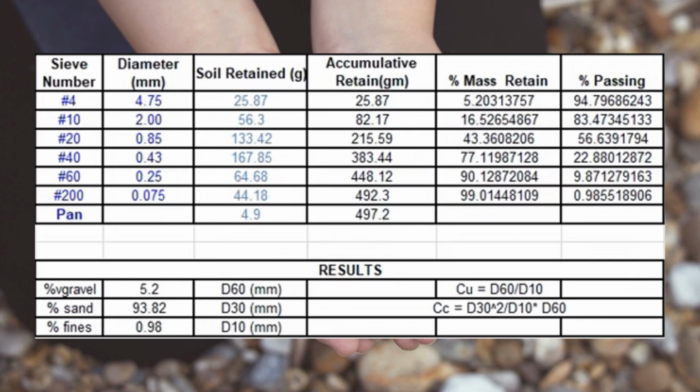So when you put all this in your Excel, then you can calculate the cumulative retained grams on the mesh. And here the total mass of our material was 497.2 grams, so it's half a kilogram basically. So here you can see the next column, cumulative retained grams. For example, everything coarser than sieve number 10, which is 2 millimeters, was the first two columns, 25.87 and 56.3, which is 82.17, and so on. In the last one you should have the final number of your total sample, which in this example is 497.2 grams, which must be about half a kilogram.